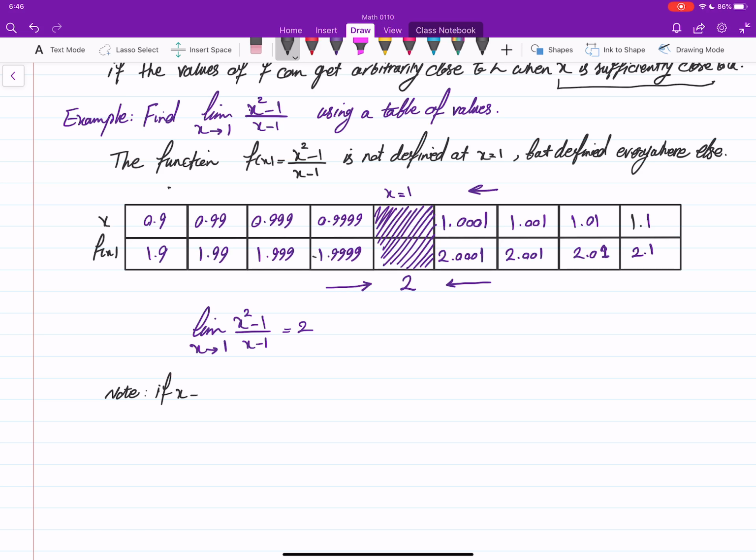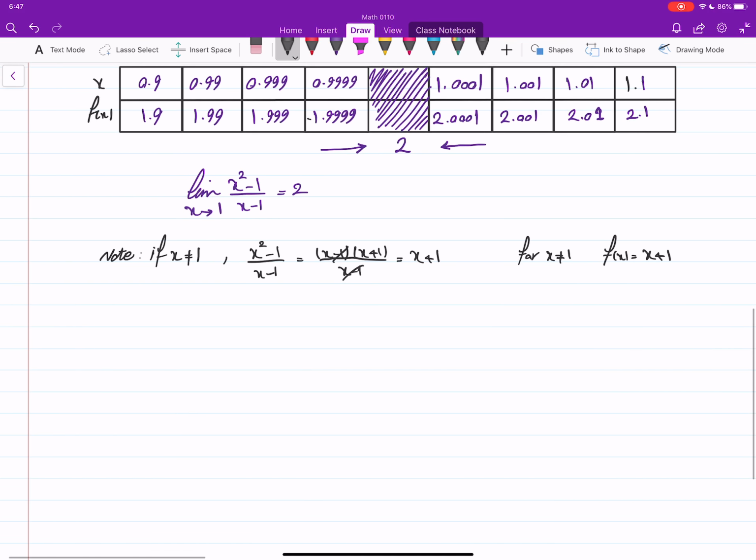If x is not equal to 1, we have (x squared minus 1) over (x minus 1). You can decompose this as (x minus 1)(x plus 1) over (x minus 1), and then you can cancel these two, and you see that for all x's which are not equal to 1, the function indeed is x plus 1, and that's why I had the nice quick values of the function.